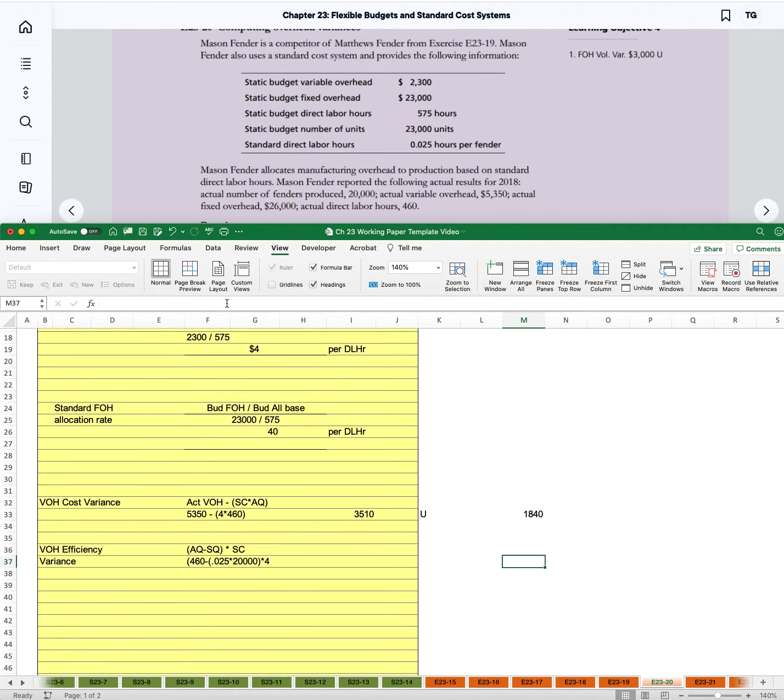Again, on the side, let's quickly do 0.025 times 20,000, and we get 500. If we're looking at this, we had an actual quantity of 460 but a standard quantity of 500. So we know that this is going to be favorable because we used less than the standard. We use our absolute value, 460 minus 500 times 4, and we get 160 favorable.